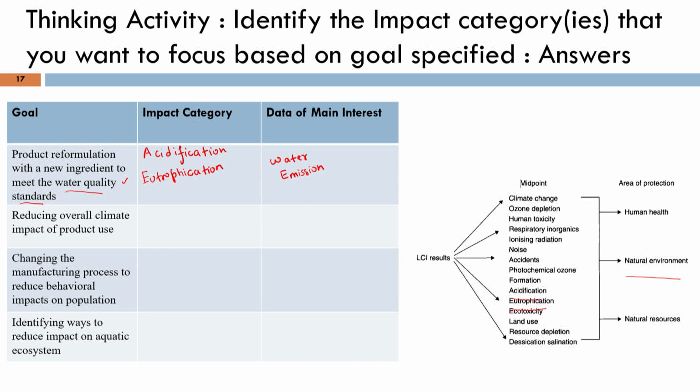In the second one, we have reducing the overall climate impact of product use. Again, we are interested in the protection of natural environment, and here we have climate change or ozone depletion as one of the main impact categories that we will focus on. So, when we do the scoping of our LCA, our focus on impact category will be climate change, which is related to the global warming potential, and the ozone depletion.